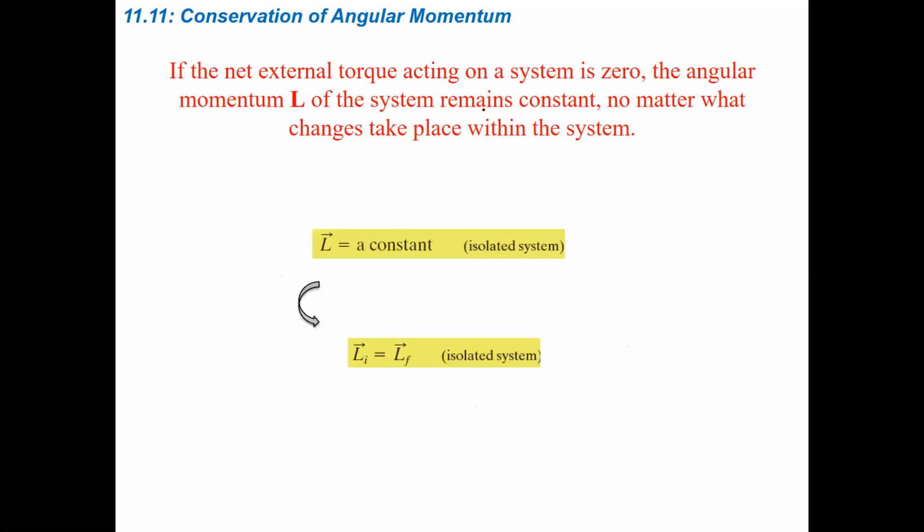Let me spell it out more clearly. If the net external torque acting on a system is 0, meaning if I have an isolated system, the angular momentum L of the system remains constant, no matter what changes take place within the system. In a closed and isolated system, angular momentum is constant, because net torque is equal to 0. Angular momentum initial is equal to angular momentum final.